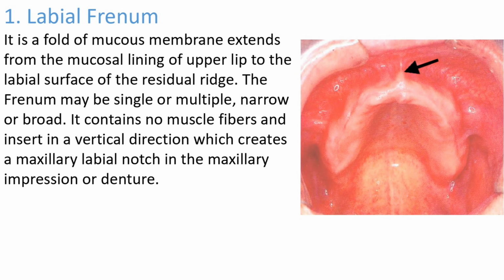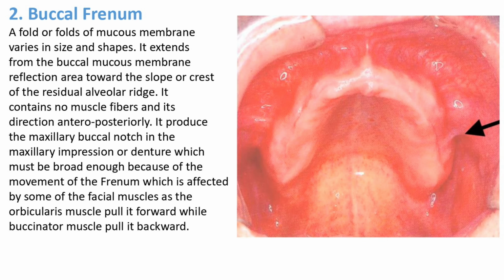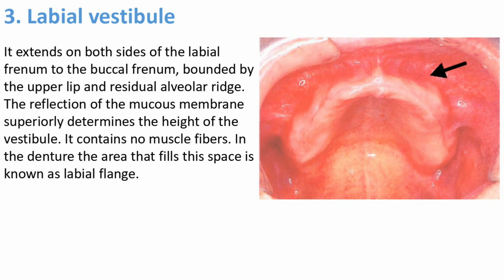2. Buccal frenum. A fold or folds of mucous membrane that varies in size and shape. It extends from the buccal mucous membrane reflection area toward the slope or crest of the residual alveolar ridge. It contains no muscle fibers in its antero-posterior direction. It produces the maxillary buccal notch in the maxillary impression or denture, which must be broad enough because of the movement of the frenum, which is affected by some of the facial muscles, as the orbicularis muscle pulls it forward while the buccinator muscle pulls it backward.